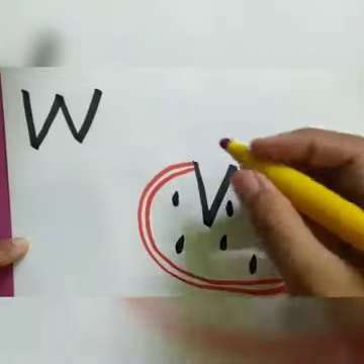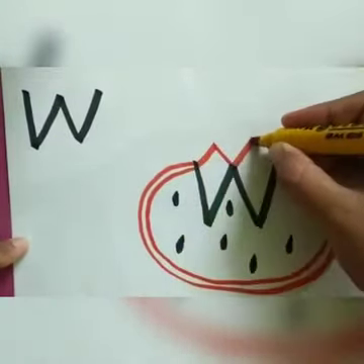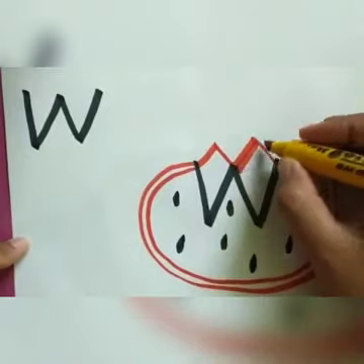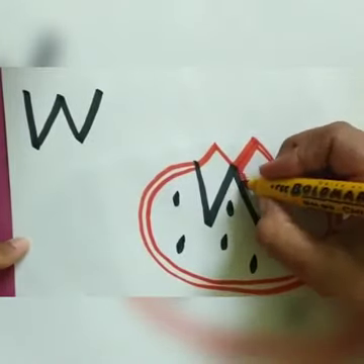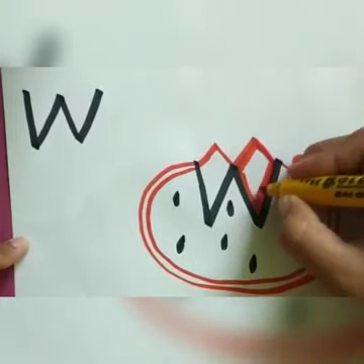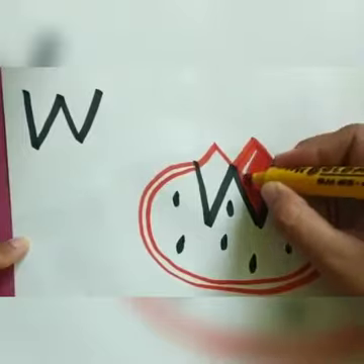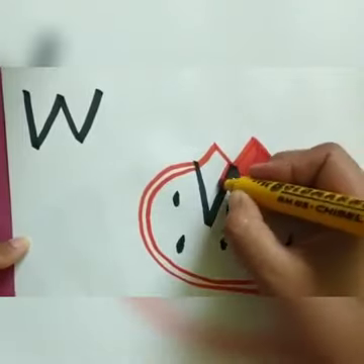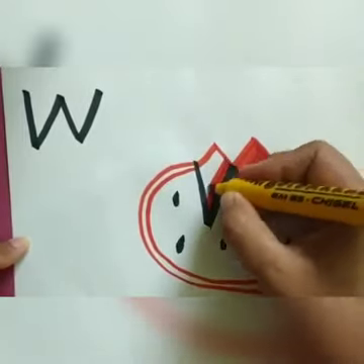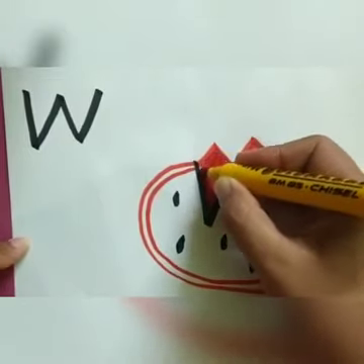Now, again I'm taking the red color and making it like this. Now I'm filling it slowly, slowly. You also fill it with the color like this. Like this. This is your red part of the watermelon. This is a very juicy fruit. I love to eat watermelon. So our watermelon is ready.